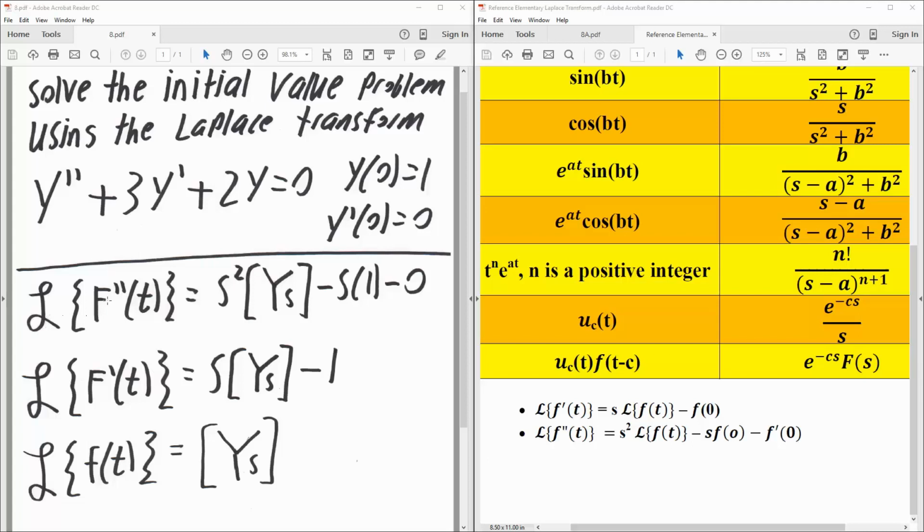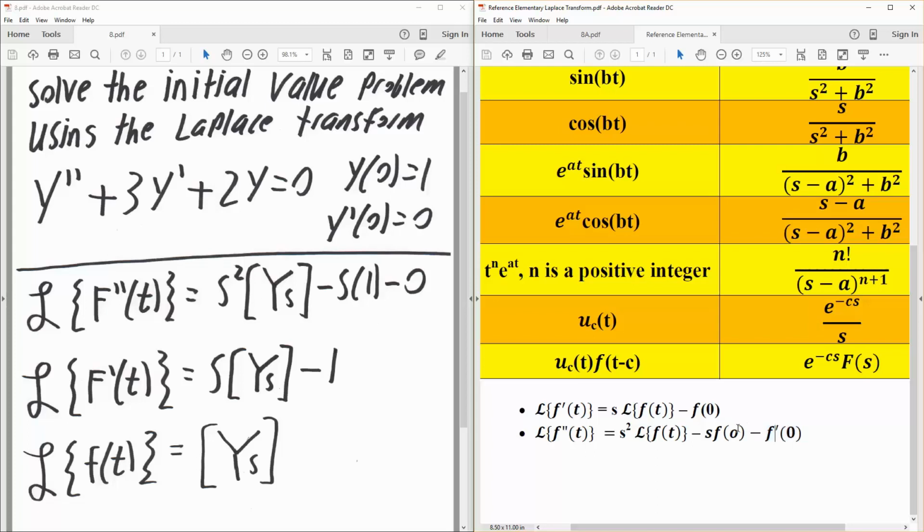So the Laplace of f''(t) is equal to s squared times bracket Y(s), which is equivalent to this, minus s times f(0). Here y(0) is equal to 1, so f(0) is actually just 1. So s times 1, minus f'(0). Here y'(0) is 0, so minus 0. So this is one line.